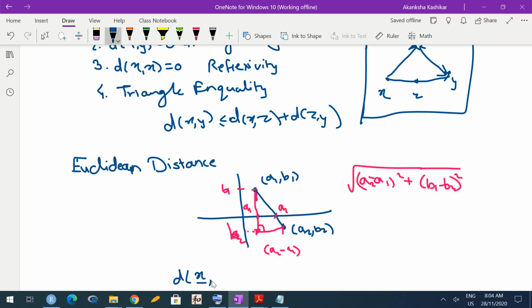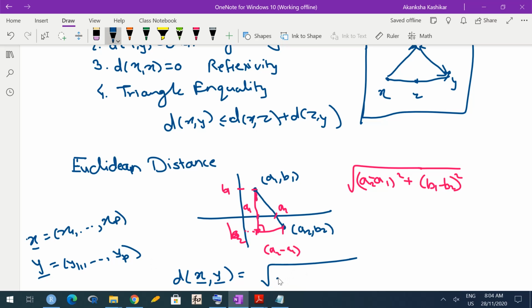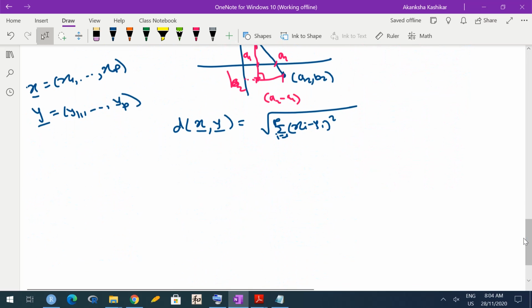So if you say that you have two vectors x and y, where x itself is say x1, x2, up to xp and y is say y1, y2, up to yp, so both are p variate, then distance between them would be square root of sum over xi minus yi whole square. Okay, so this is Euclidean distance or straight line distance. This is the most commonly used distance function when you have continuous variables.